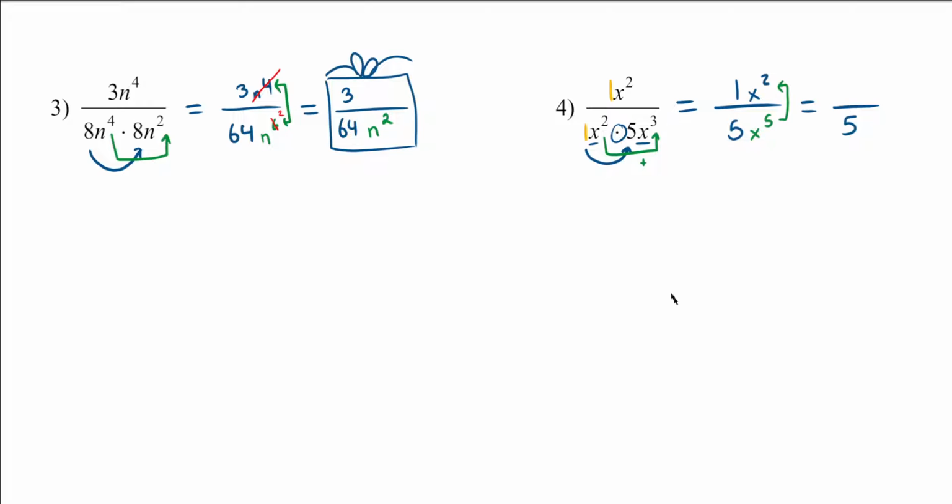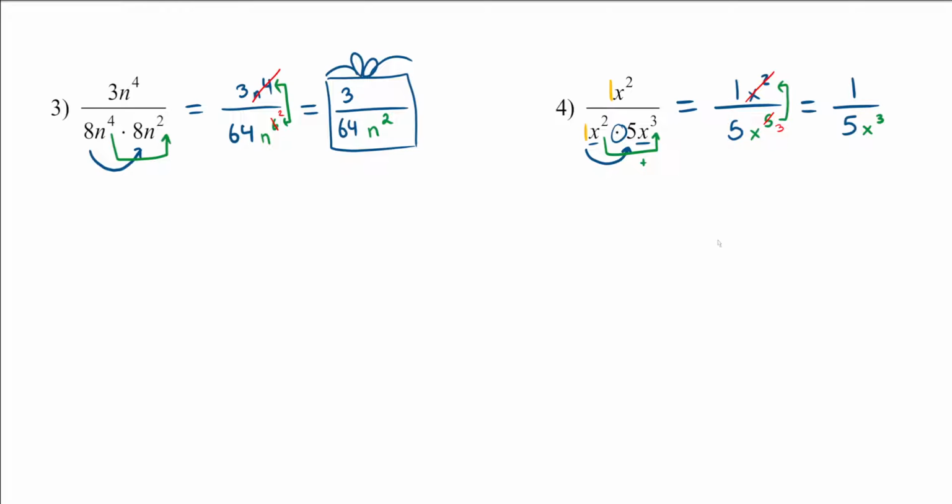5 minus 2 is 3. So actually, this x is going to be completely eliminated. This 5 is going to turn into a 3. And so we're going to end up with 5 times x cubed under the number 1, 1 over all of this. I thought we eliminated that one.